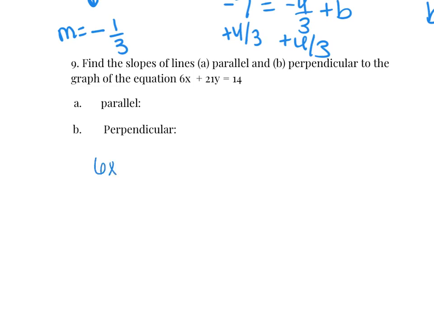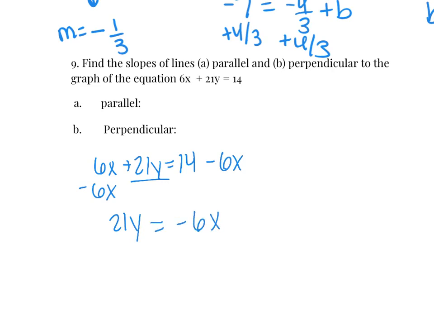So I have 6x plus 21y equals 14. I want y by itself, so I'm going to subtract 6x first. Then I'm going to write this in mx plus b form, and I have 21y equals negative 6x plus 14. I can switch these around using the commutative property. Then I take my 21y and divide it by 21 because I just want to know what y equals. And I do the same thing over here.